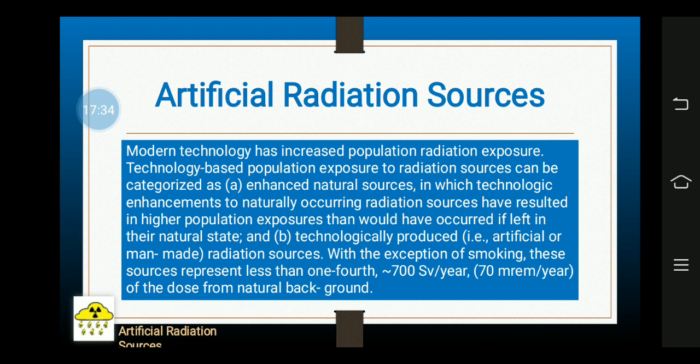Now we have letter B, technologically produced artificial or man-made radiation sources. Of course, this is with the exception of smoking. These sources represent less than 1/4 or 700 microsievert per year or 70 millirem per year of the dose from the natural background. Okay, so let us identify this modern technology.